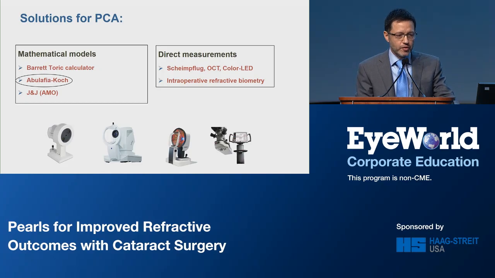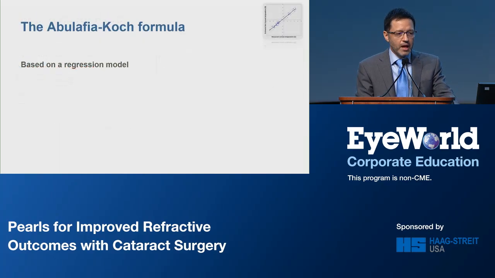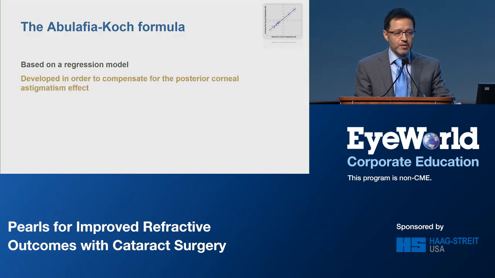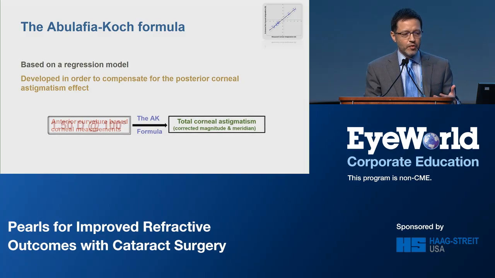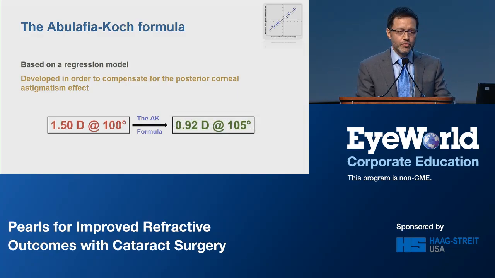And today I would like to focus on the Abulafia-Koch formula. This formula is based on a regression model, and it was developed in order to compensate for the posterior corneal astigmatism effect. So what it does, it takes anterior curvature-based corneal measurements and calculates a new total corneal astigmatism with a new magnitude and a new meridian. So let's see one example. If we take 1.5 at 100 degrees, it will transfer that into 0.92 at 105 degrees.